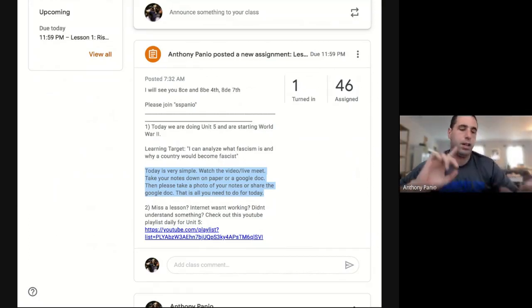There's no reading. There's no assignment. This is just an introduction lesson, and I want to make sure that you guys have good notes written down. So right now, take a photo of your notes, post the Google Doc, whatever you want to do, just post it and turn it in, and that's it. You guys are done for the day. That's all I need for today's class.